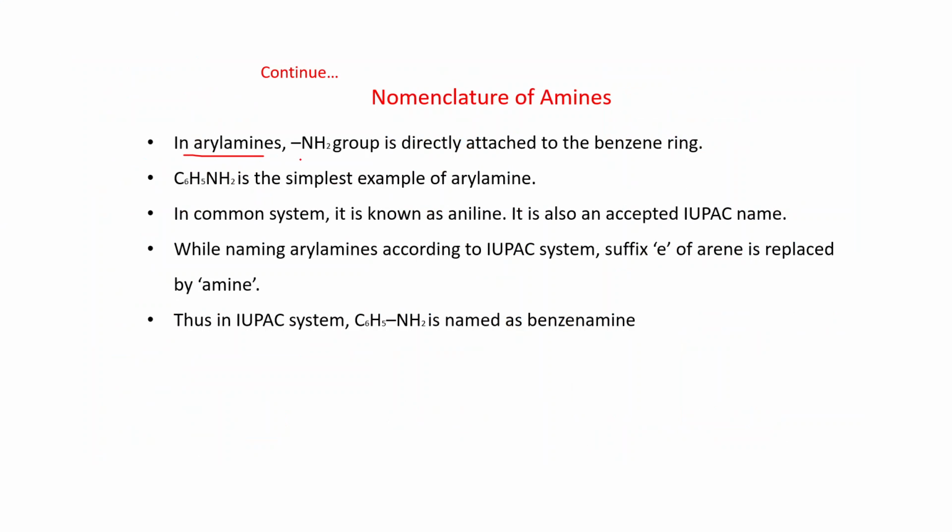In aryl amines, the NH2 group is directly attached to the benzene ring. This is the simplest, C6H5NH2, the simplest aryl amine. In the common system, it is known as aniline, and this is also accepted in IUPAC. While naming aryl amines according to the IUPAC system, the suffix e of arene is replaced by amine. Thus, in the IUPAC system, C6H5NH2 is named as benzenamine.